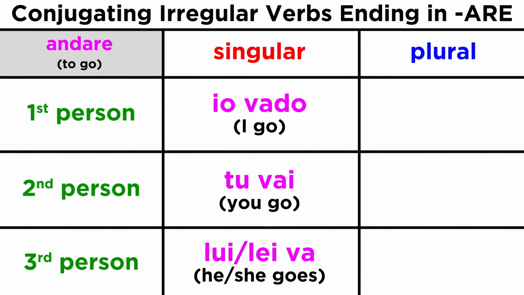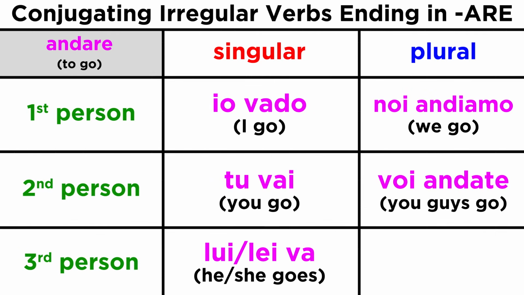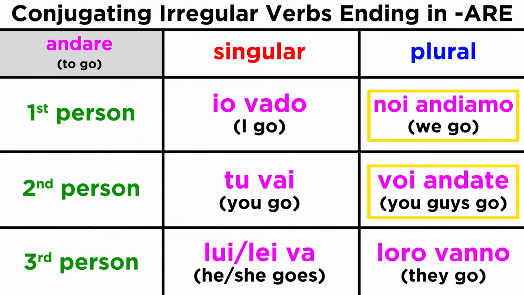Lui va. Noi andiamo. Voi andate. Loro vanno. Notice that only the first and second person plural forms resemble the infinitive.